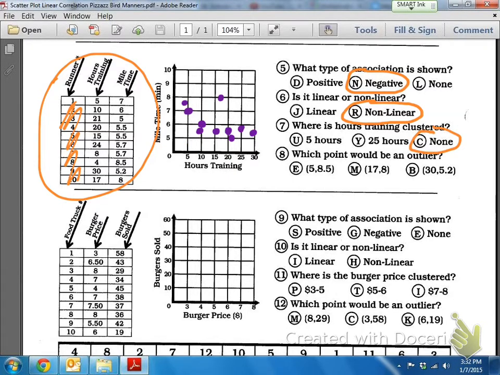All right, number 8, which one is an outlier? Remember, the outlier is the one that doesn't belong. Yep, you guessed it. It's right here. And that one seems to be at 17.8, which is M right here, 17.8.